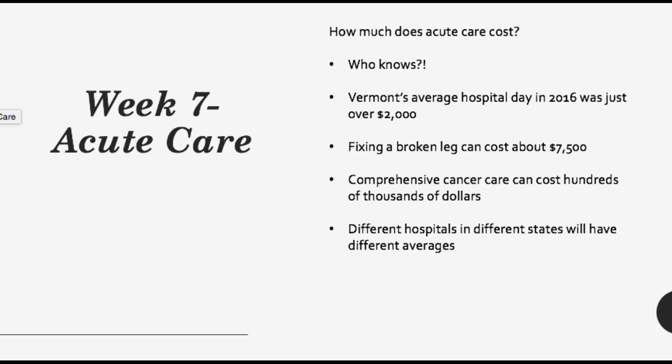How much does acute care cost? Well, you might remember from weeks 1, and we talked about this in weeks 2 and in weeks 3, that acute care is really the most expensive care. How much does it cost? Who knows? We don't know because that cost can be different from hospital to hospital, from state to state.